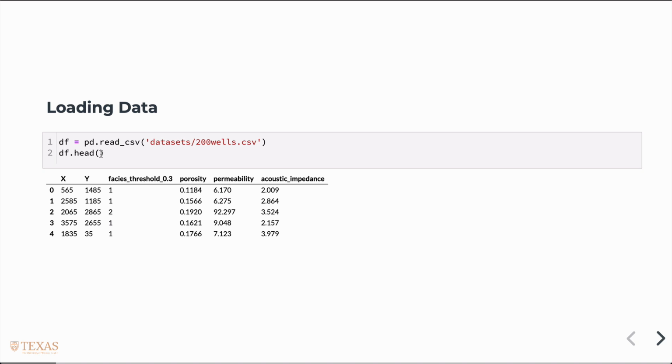So in this data set, we have X and Y. These are geographic spatial locations. Facies threshold, there's just either an integer 1 or 2. It corresponds to either sandstone or some type of mudstone. Porosity values, permeability values, and acoustic impedance. So this is the data set that we're reading in.